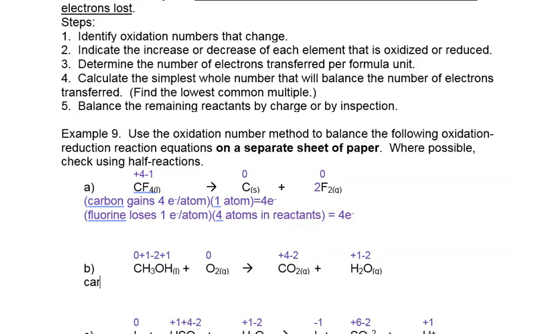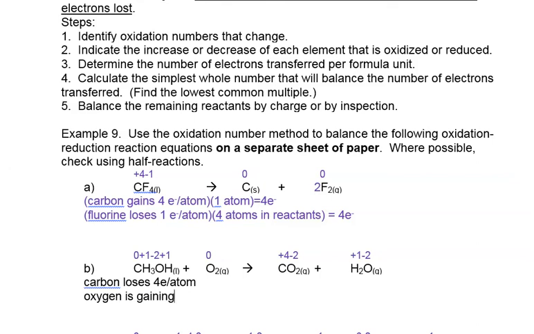It's the carbon going from 0 to +4. So this time the carbon is losing 4 electrons per atom. And the other thing that was changing was some of the oxygen. So this one's a little tricky. The oxygen is gaining, well, we're going from 0 to -2, so that's 2 electrons per atom.